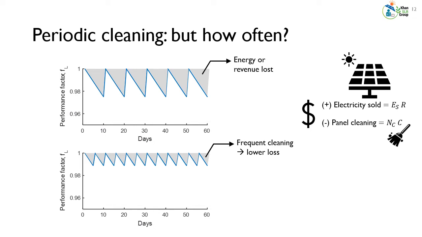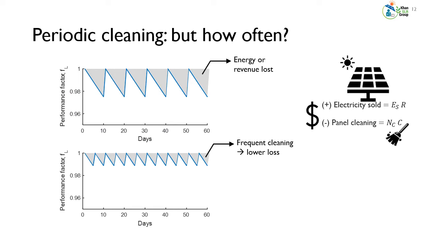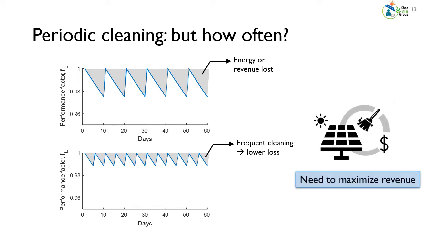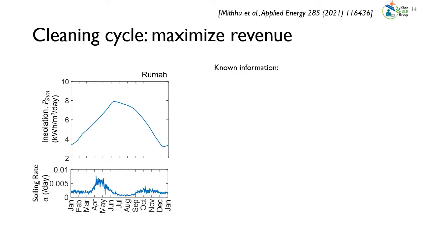If you clean the panels more frequently, then you lose money. And the total of these two gives you the net revenue. The goal would be to make a balance of these three things in order to maximize revenue. So let's talk about a specific case.